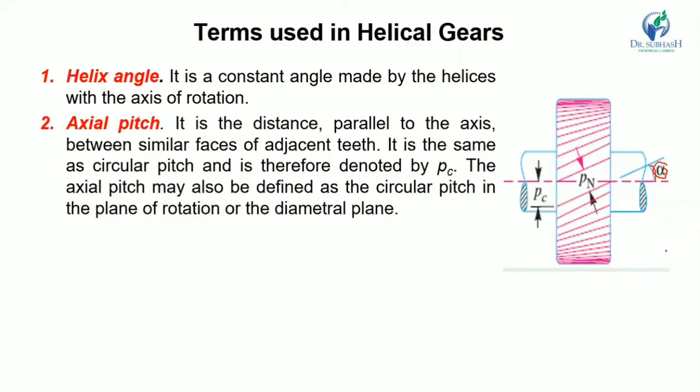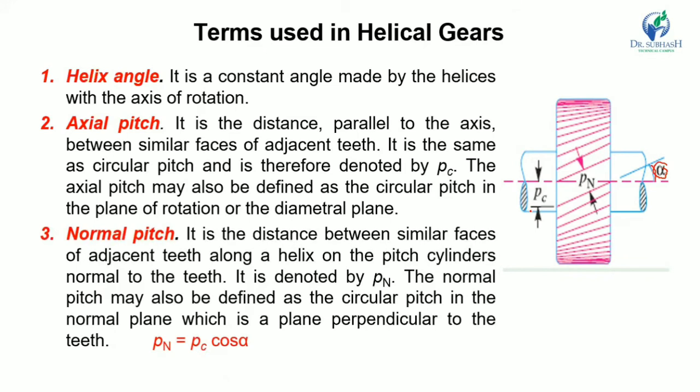Then next is the axial pitch. It is the distance parallel to the axis between similar faces of adjacent teeth, and it is the same as circular pitch and is therefore denoted by Pc. Here you can see the axial distance parallel to the axis between the teeth. So it is known as the circular pitch, and that's why it is denoted by Pc. This axial pitch may also be defined as the circular pitch in the plane of rotation or the diametral plane.